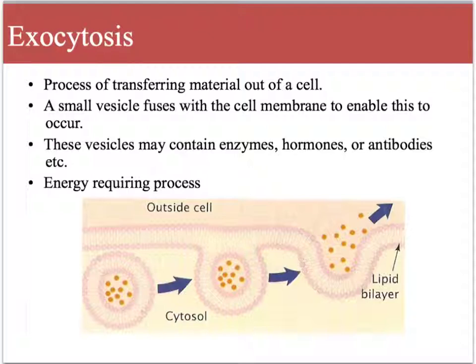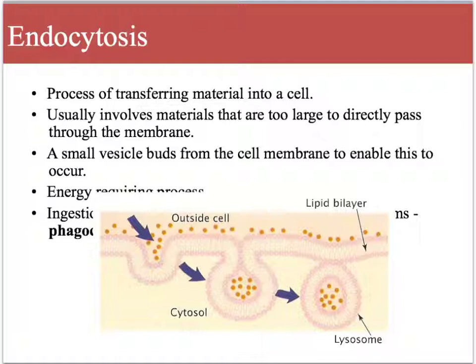It does require energy, so when we are looking at eukaryotic cells, the energy is in the form of ATP, or adenosine triphosphate. So endocytosis, en, to enter, is the opposite of exocytosis. So I'm bringing something into the cell. For example, another cell has made a protein or a hormone, my cell needs it, so I need to import it. It usually involves materials that are too large to directly pass through the membrane, things such as your large carbohydrates, proteins.